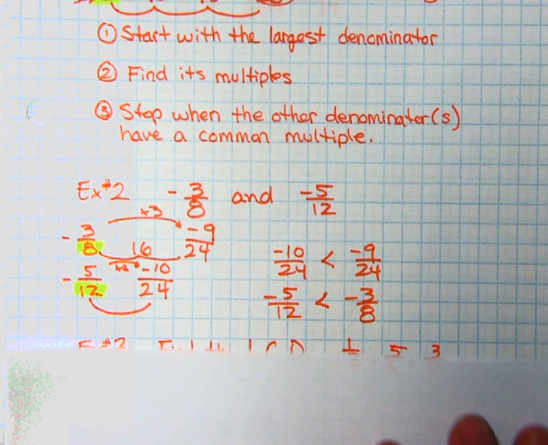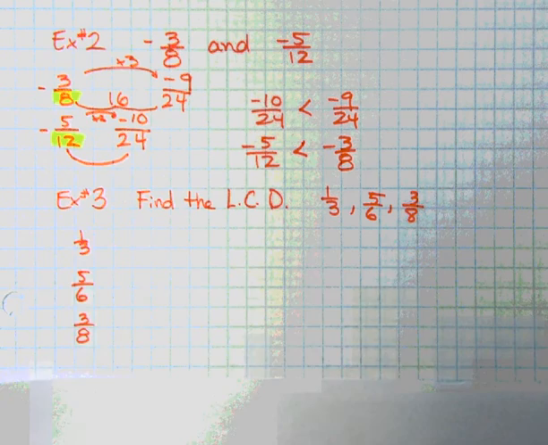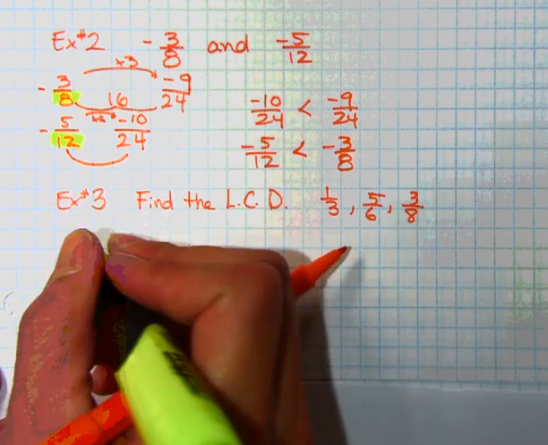Let's take a look at a couple more examples. What if I've got 3 of them? Oh dear, 3 of them. Mr. Ramos, what are you doing? Well, let's take a look. Here are my 3 denominators. Once again, I'm going to start with my largest denominator. I'm going to start and say 3 can't go into 8, so let me double it. 8 and 8 is 16. Nope, 3 can't go into there. Let me triple it. 8 plus 8 plus 8, that's 24. Aha, that's where I'm going to stop.